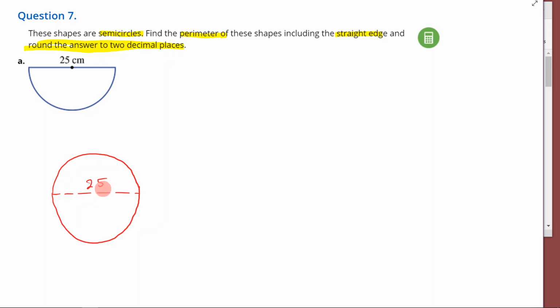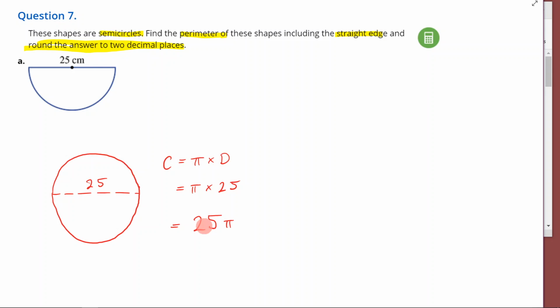And we know how to find the circumference of a whole circle. The circumference of a whole circle is just pi times the diameter. So it's going to be pi times 25. And a better way to write that is just 25 pi, because remember, the number always goes at the front.